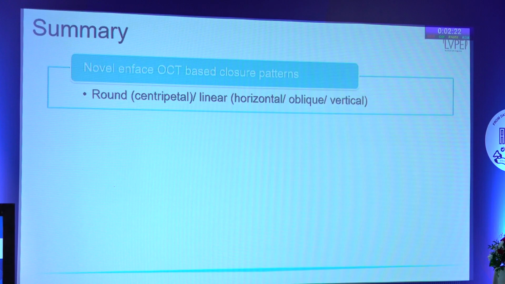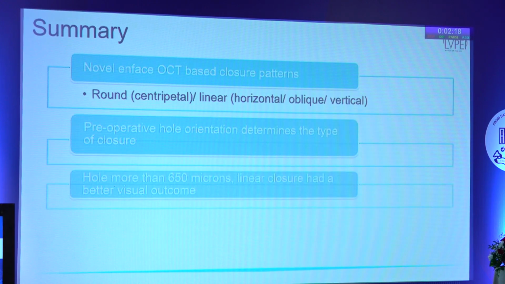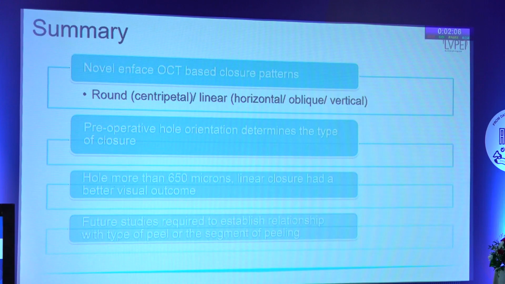So summarizing, we described different types of hole closure patterns and how they can tell us about the final visual acuity. The preoperative hole orientation determines the type of closure. In holes more than 650 microns, linear closure had a better functional outcome. But future studies will be required to see if there is any relationship with the ILM peeling, whether the flap or graft is affecting it, or the area of peeling is affecting it or not. Thank you.